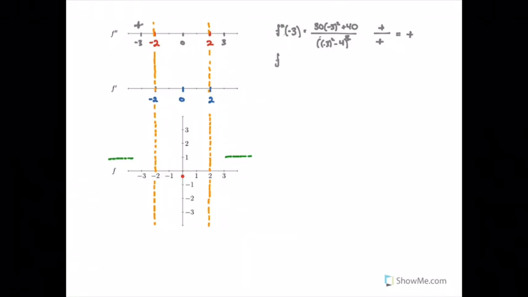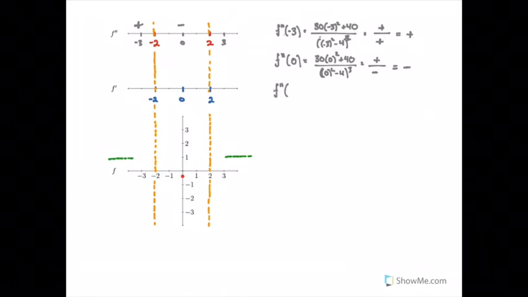When I test that for 0, we're going to have 30 times 0 squared plus 40, all over 0 squared minus 4 cubed. On the top, we have a positive 40, a positive number. On the bottom, we have a negative 4 cubed. That's going to be a negative number. Positive over a negative is a negative. So everything on the interval from negative 2 to 2 will have negative second derivative, so it's going to be concave down on that interval.